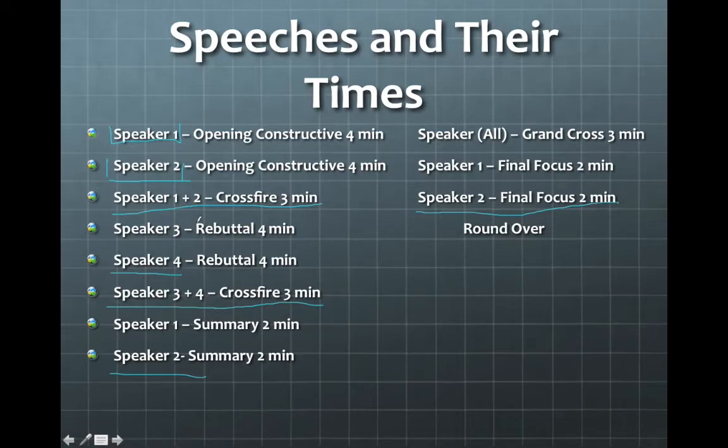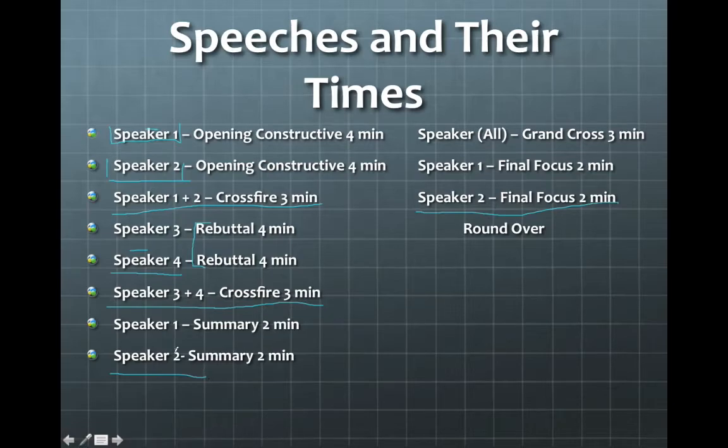The rebuttals are much like the opening speech, where we have two 4-minute periods, where speaker 3, which would be speaker 1 in this case in the rebuttals, and speaker 4, which would be speaker 2 in this case for the rebuttals, will both give their refutations to the opponent's arguments. Then again, they engage in a 3-minute crossfire. And as I said before, you want to be completely prepared with questions and answers you may possibly encounter.